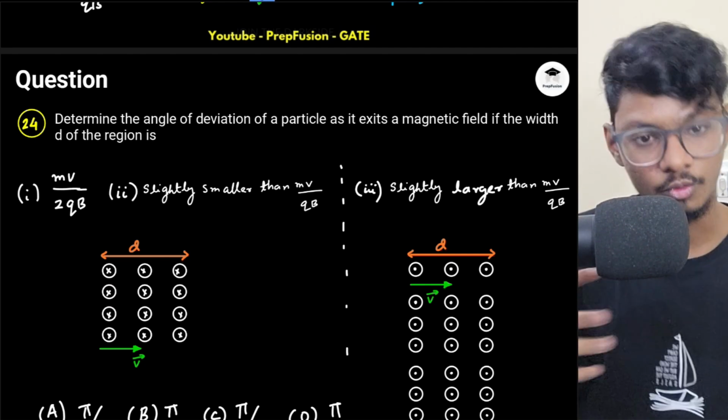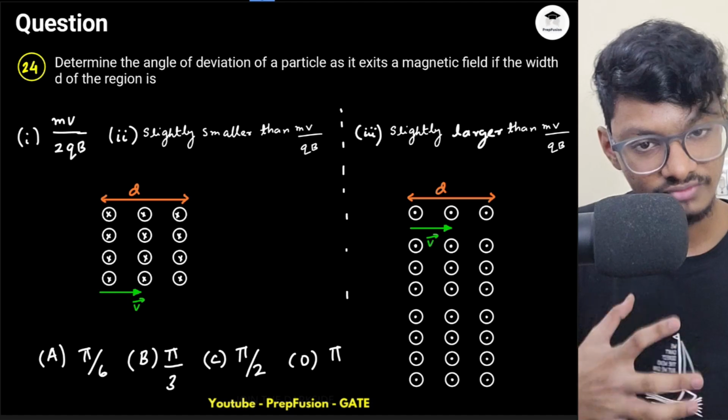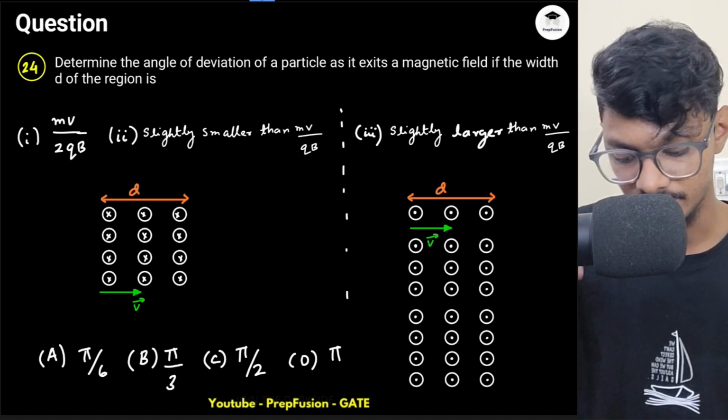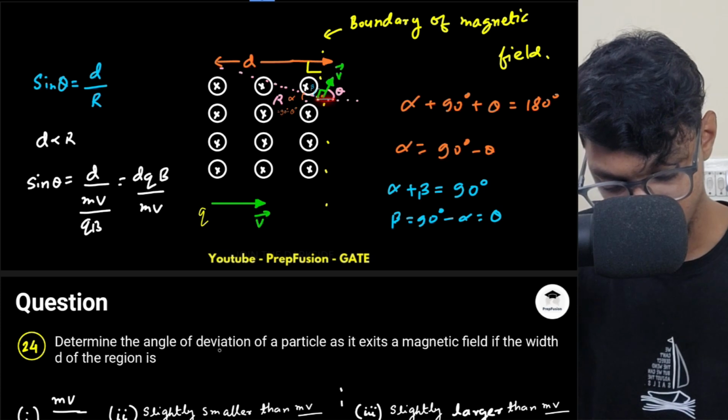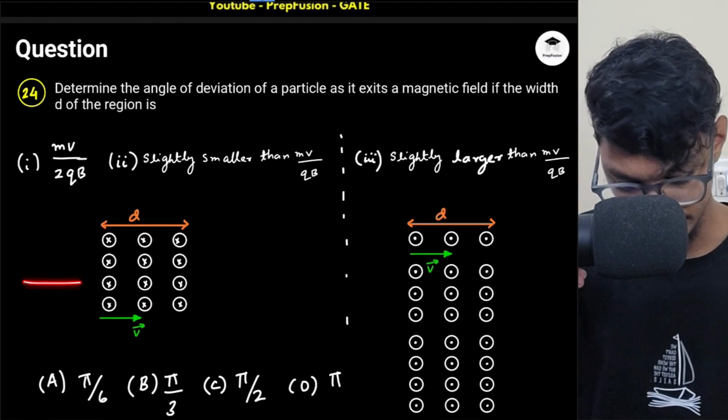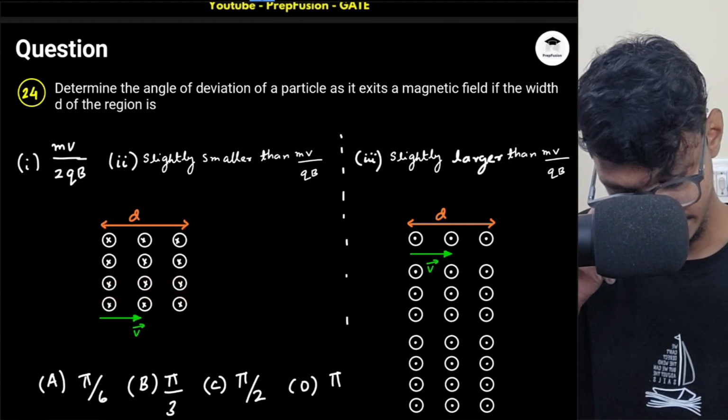Now let's do a few questions on this. Okay. So this question is very good. Pause the video and try to solve it yourself. Determine the angle of deviation. So this theta is known as the angle of deviation with respect to this horizontal line, right?